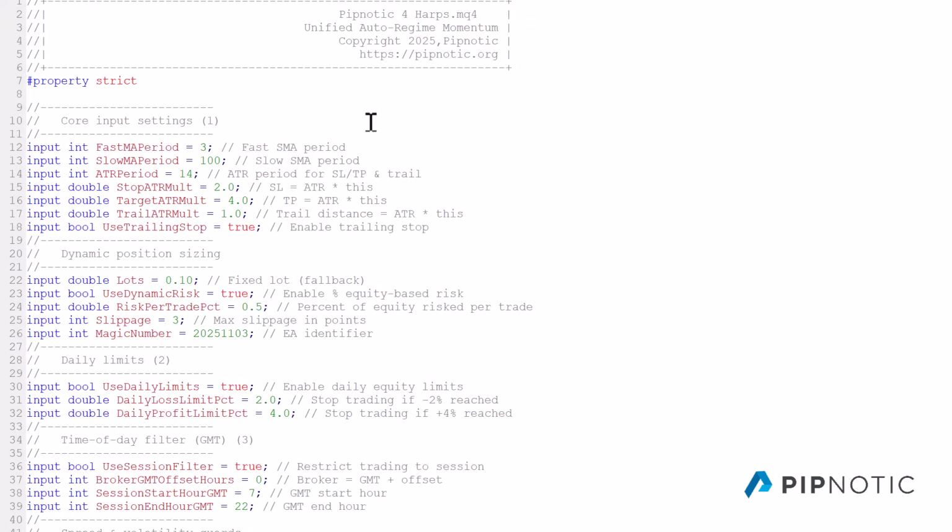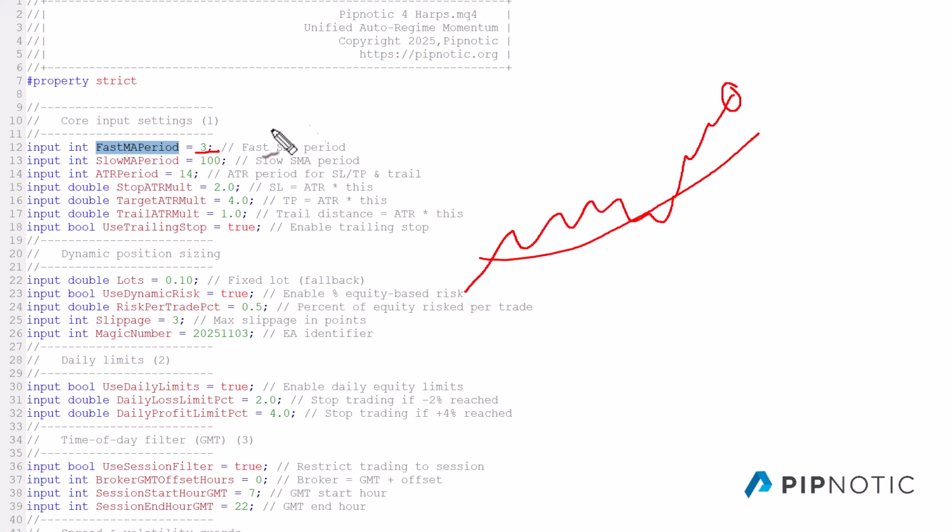I've already added these in. And so we have our fast moving average. Again, we have a slow moving average, and then we have a fast moving average. So this one here is going to be this one, and this one here is going to be this one. We want to be able to see where the slow moving average is, where it's moving relative to the big one. And then we have the ATR periods.